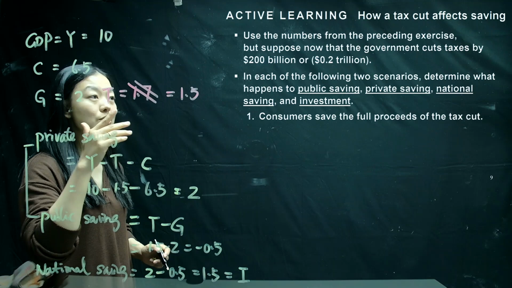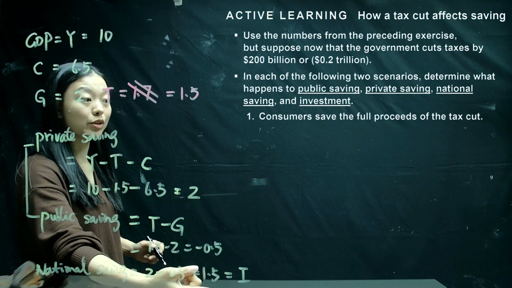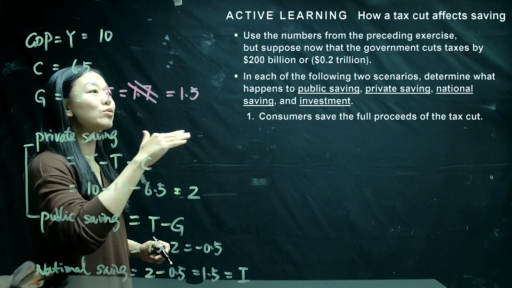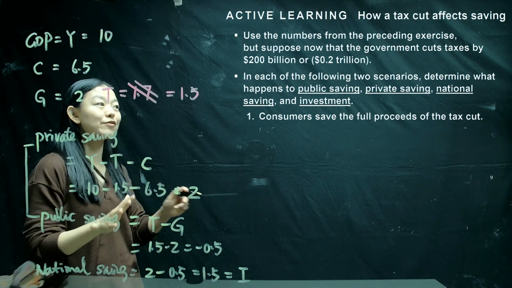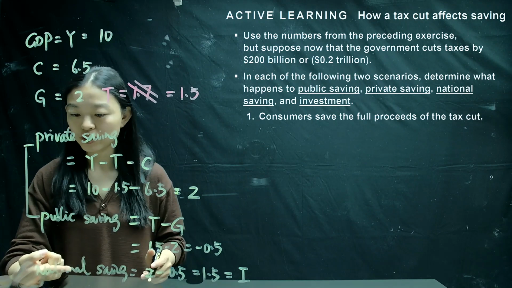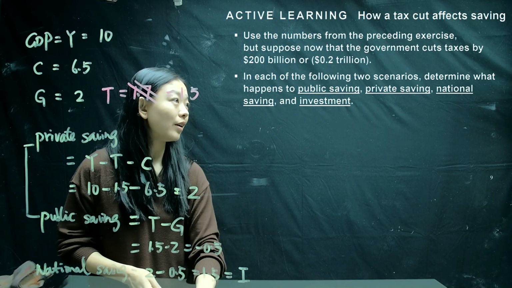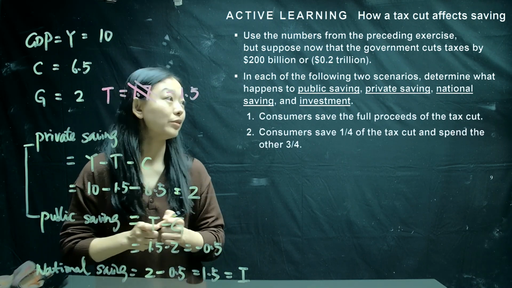National saving in the previous practice question is still equal to $1.5 trillion, right? And now in this new tax cut, if consumers save all the tax cut, nothing will be changed in the national saving. Okay? Let's look at the second scenario.